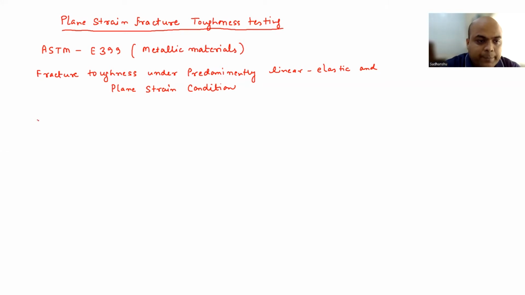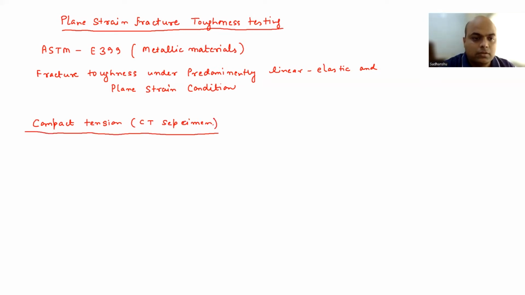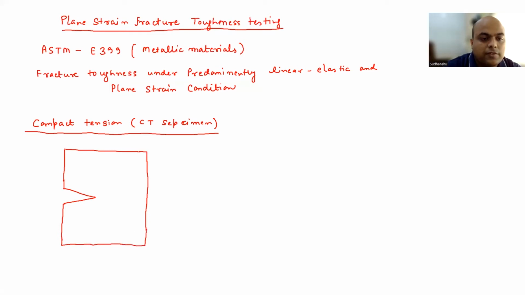To do that, we'll be using the compact tension, which is the CT specimen. So we have already discussed the configuration for compact tension, right? So how does it look? You are going to have a specimen like this, with a certain thickness. And this thickness is denoted by B.